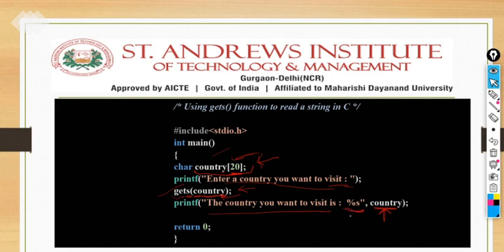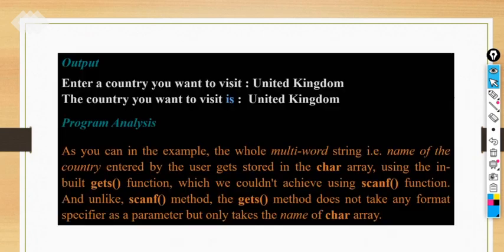It will show here because we have used percentage s, and percentage s is the format specifier used for strings. After that it will return 0, which shows the successful execution of the program. Then the output of that function: Enter a country you want to visit, that is UK, United Kingdom. The output will be like this. So it was all about the program that we have discussed.